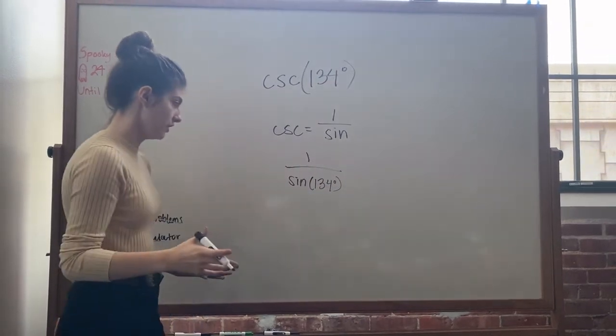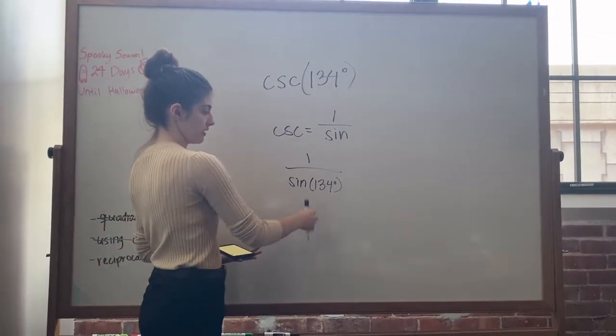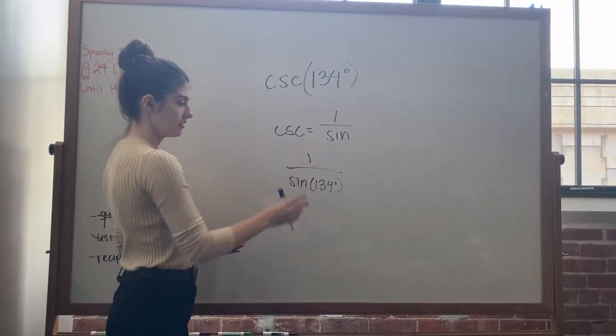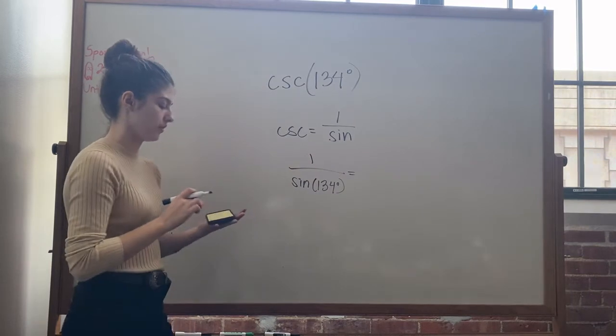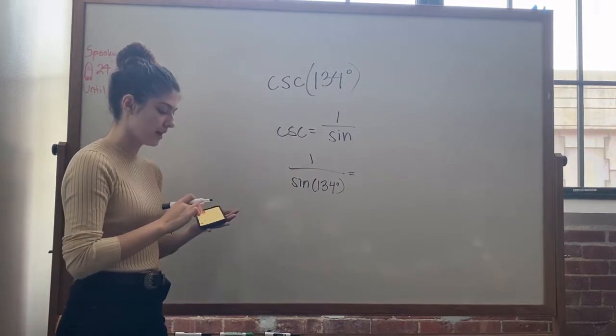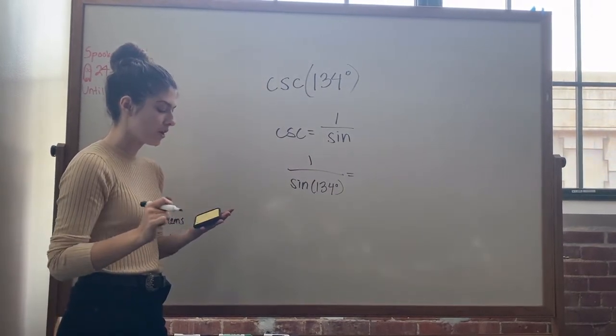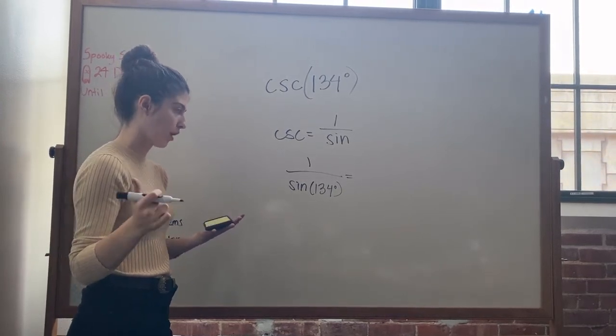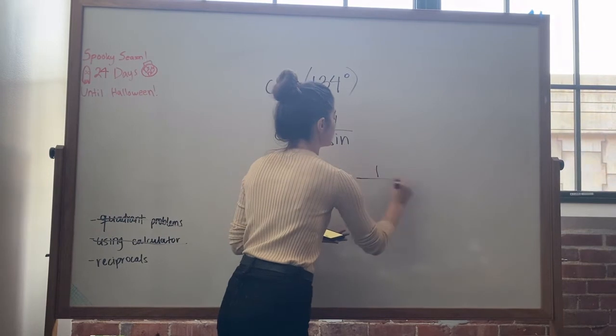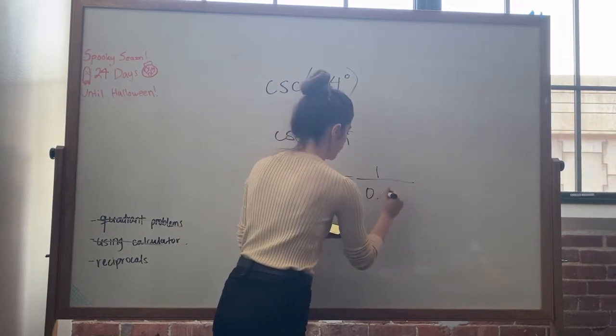So if it's easier for you to just type this into the calculator and then do 1 divided by that, do it that way. So let's calculate sine of 134. Just plug that into the calculator, sine of 134. You're going to get 0.719. Okay? So 1 divided by 0.719.